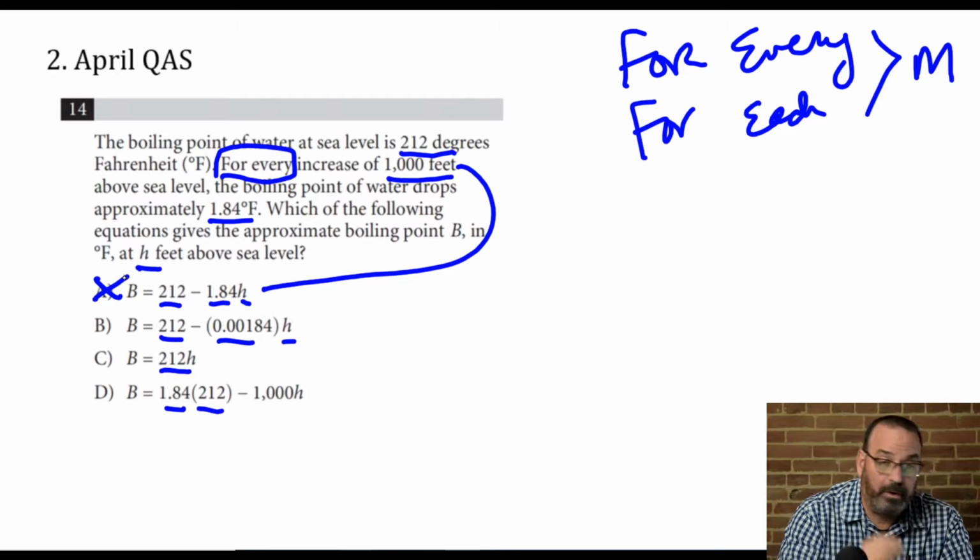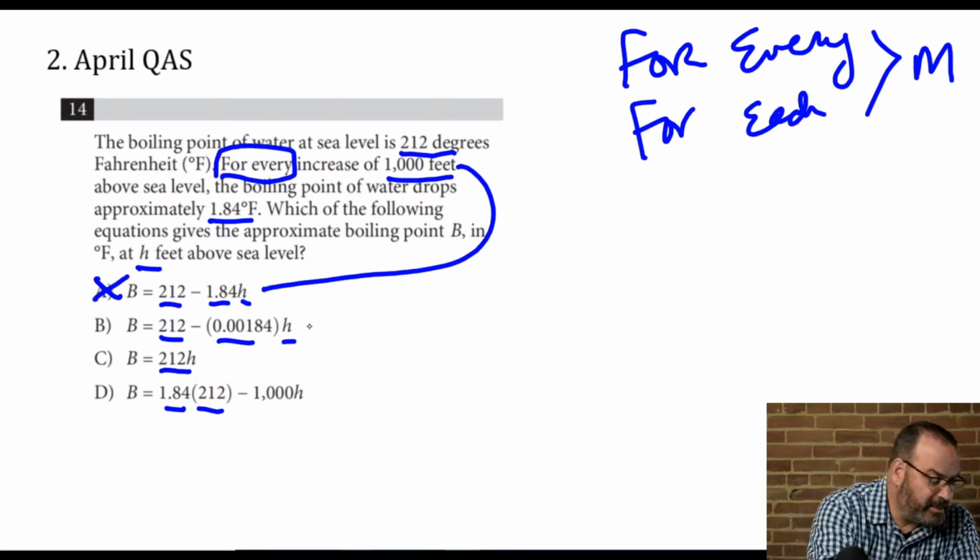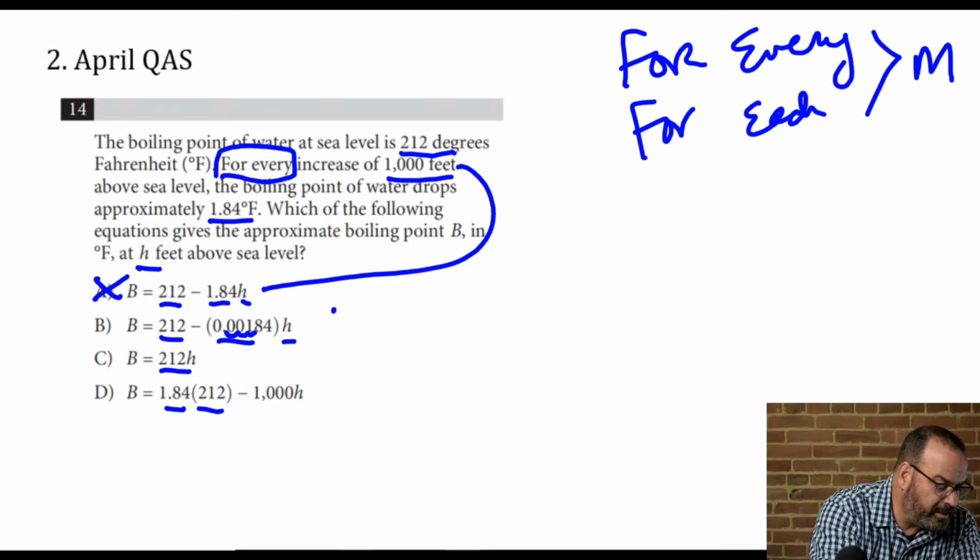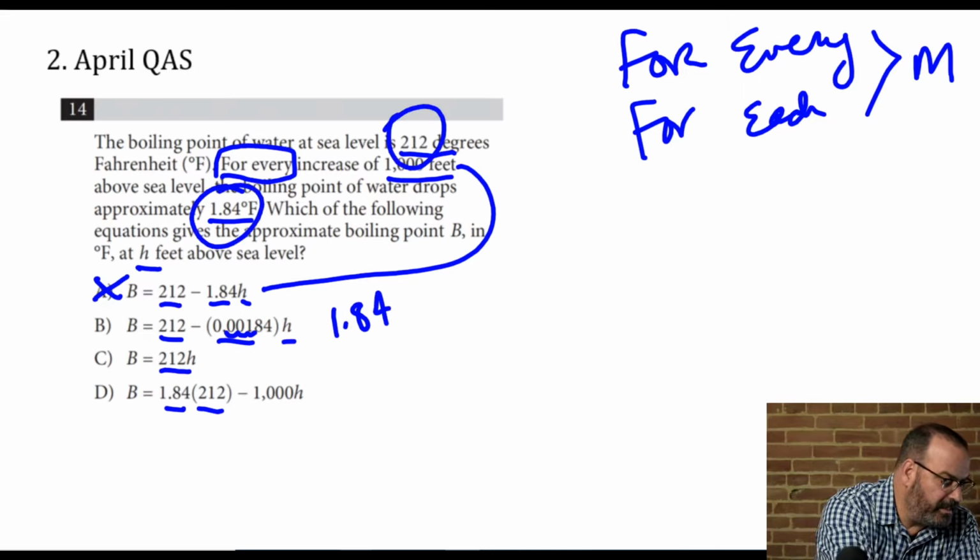212 minus 0.0018. Let's put in 1,000. And when we put in 1,000, we multiply and move the decimal place 3 places. Oh, look at that. 1.84 degrees. And that is 212 minus 1.84. That's our answer.